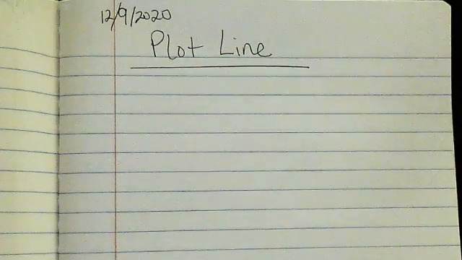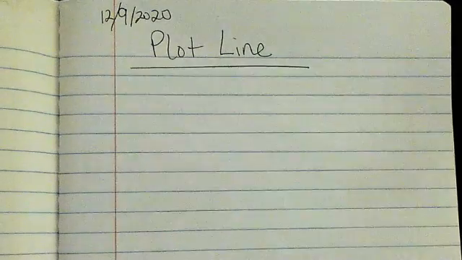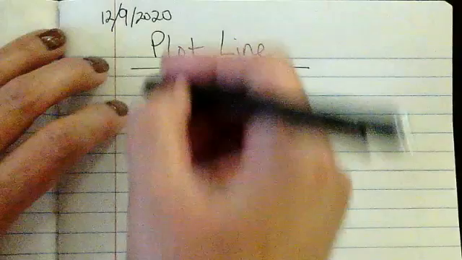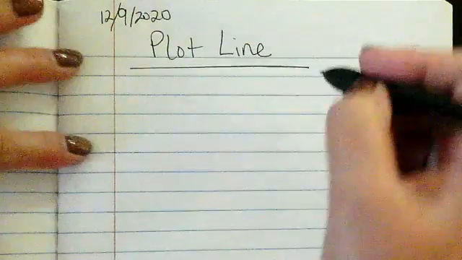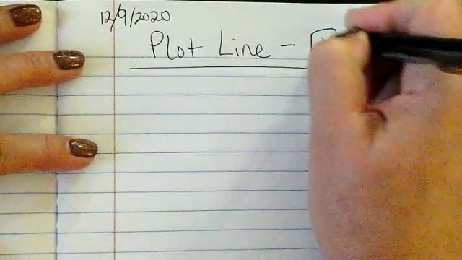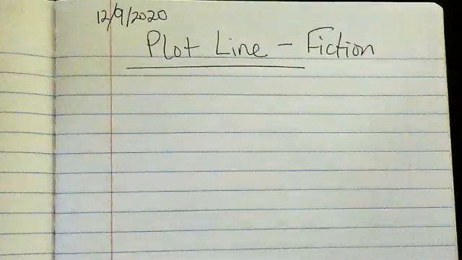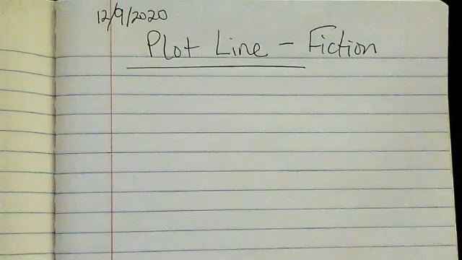Okay, I want to review what we are going to talk about today in our reading meeting on Google Meets, but I want you to have it now just in case you start early, and then again later in case you need to refresh. This is the plot line of a fiction story. The plot line only refers to a fiction story. So you're going to need your reading journal and a pencil, and you're going to want to copy this down.